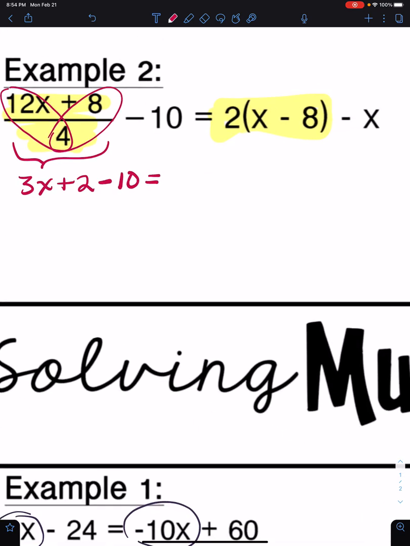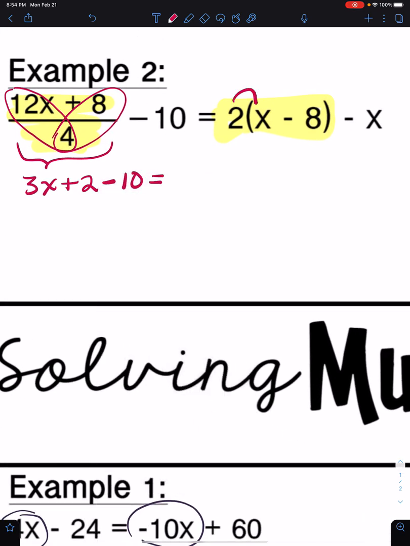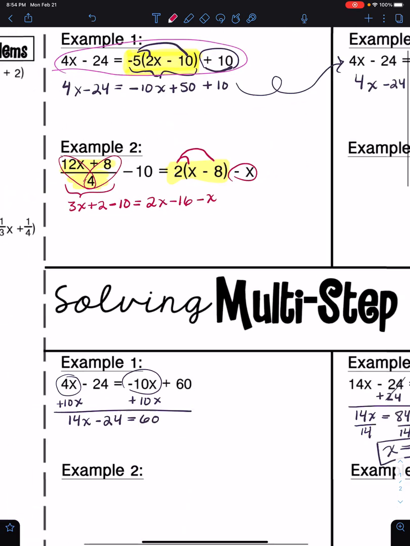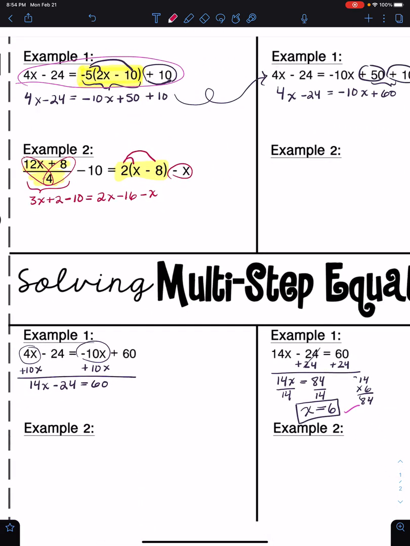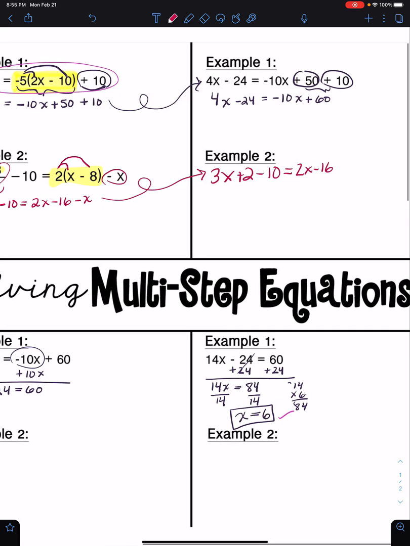All right, and distributing on this side, I'm going to take the 2 times x to get 2x, and then the 2 times negative 8 to get negative 16, and then this minus x is not part of the distributing, but I can't forget about it. I'm just going to add it there at the end. So now I will write it over here. 3x plus 2 minus 10 equals 2x minus 16 minus x.